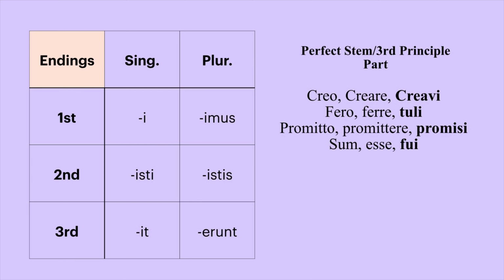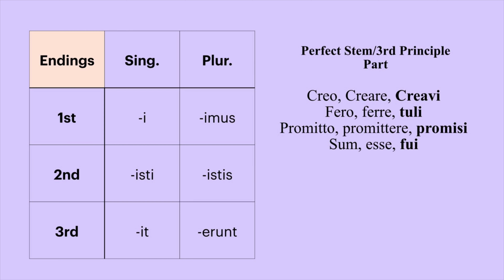And we're going to attach those endings onto the perfect stem, or the third principal part. Now, the third principal part, as the name implies, is the third piece that you are given in the dictionary entry, right? So in your books, you'll see the verbs listed in this way. Creo, creare, creavi. Creavi being the perfect stem. Fero, ferre, tuli. Tuli being the perfect stem. Promitto, promittere, promisi. Sum, esse, fui.